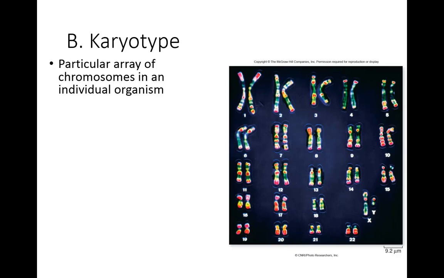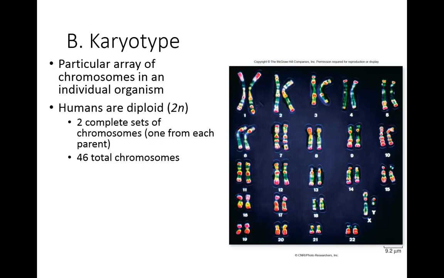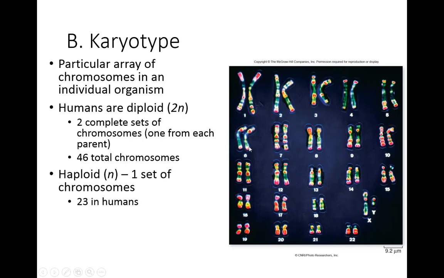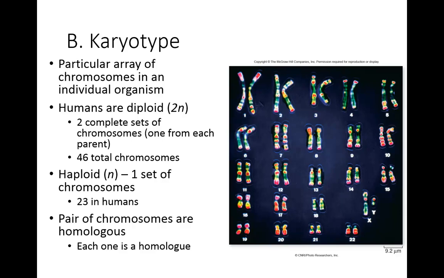Okay. A karyotype is a particular array of chromosomes, and this is a human karyotype we have a picture of here. Humans are diploid organisms, meaning they have 2 copies of each chromosome, 46 total, 1 from the mother and 1 from the father. Haploid means you only have 1 set of chromosomes. Some organisms are haploid. Our germ cells, which are reproductive cells, are haploid.